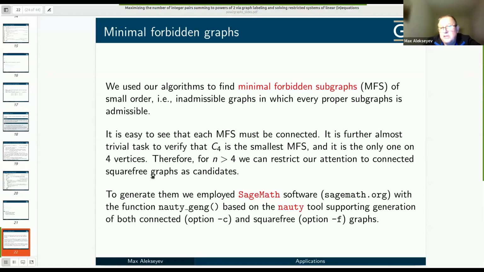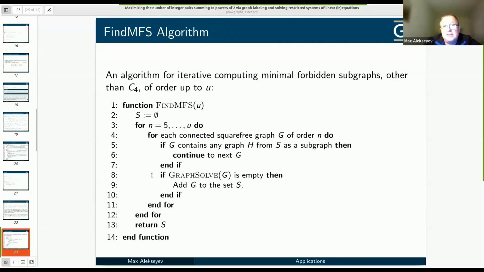We are using SageMath software, and in particular, it provides access to Nauty tools for generating graphs. Nauty can build graphs that are both connected and square free, so it is very convenient for generating candidate graphs. The algorithm for finding MFS is quite simple. We simply let the set S be empty in the beginning. Then we loop over orders from 5 to whatever bound we chose. I did it for up to 11.